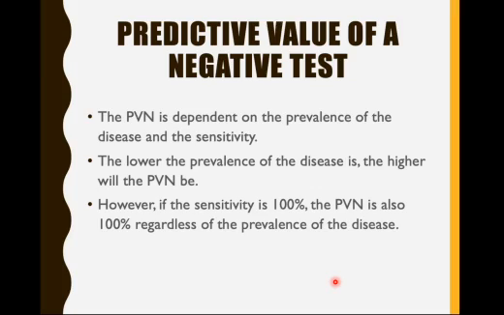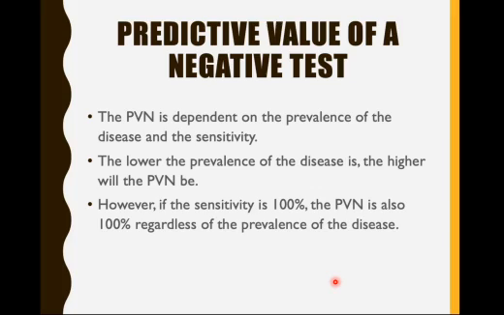And ruling out meaning the test is negative. If the test is negative, what is the probability that the patient does not have the disease? So we need a highly sensitive test so that the false negative rate is very low. So that if the person tests negative, then it must be truly negative. So the predictive value of a negative test will be high.